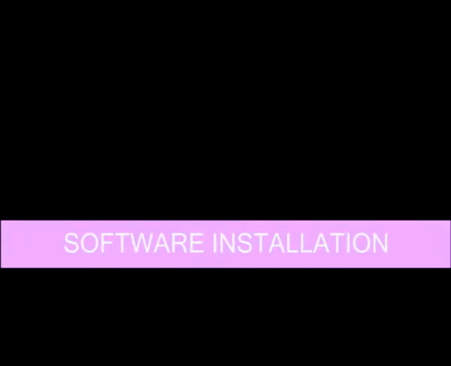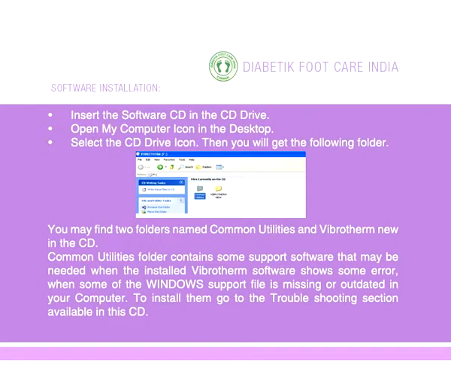Installation procedure. Insert the software CD in the CD drive. Open the My Computer icon on the desktop. Select the CD drive icon, then you will get the following folder. You may find two folders named Common Utilities and Vibrotherm New in the CD. The Common Utilities folder contains some support software that may be needed when the installed Vibrotherm software shows some error.